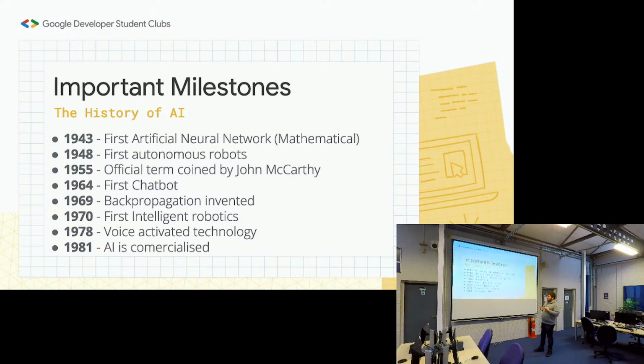Shortly after that, about 10 years later, the first real applications of AI started seeping into the world. You had the first chatbot in 1964. The mathematical model of backpropagation was invented in 1969. Then in 1970, very shortly afterwards, you had the first of what are called intelligent robots, kind of the predecessors of what we have today, so actually smart. By the late 70s, you had voice-connected technology, and by the 80s, AI began to be put into commercial products at a very low level.